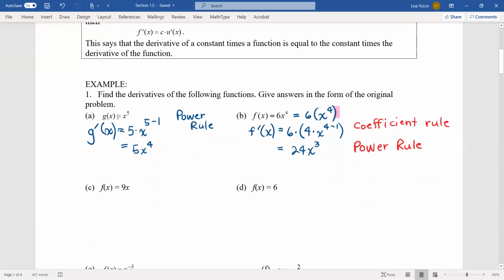For part C, all right, just remember that x really means x to the first power. So for the derivative, and we write f prime of x, we hold on to the 9 because it's a coefficient. We multiply the power, which is 1, times x to the power minus 1. All right, we multiply the 9 and the 1 is 9. 1 minus 1 is 0. So we have x to the 0.